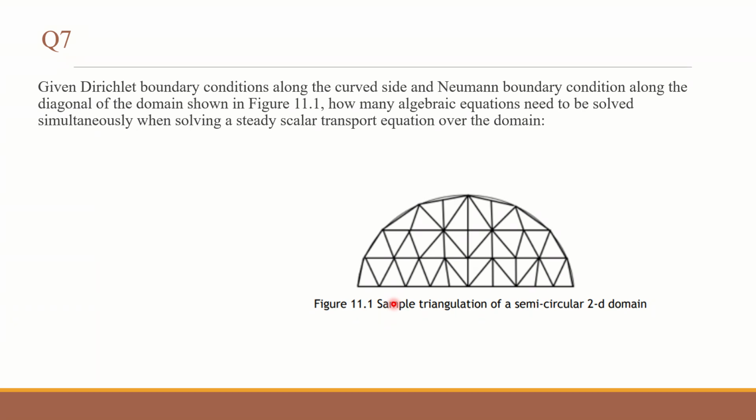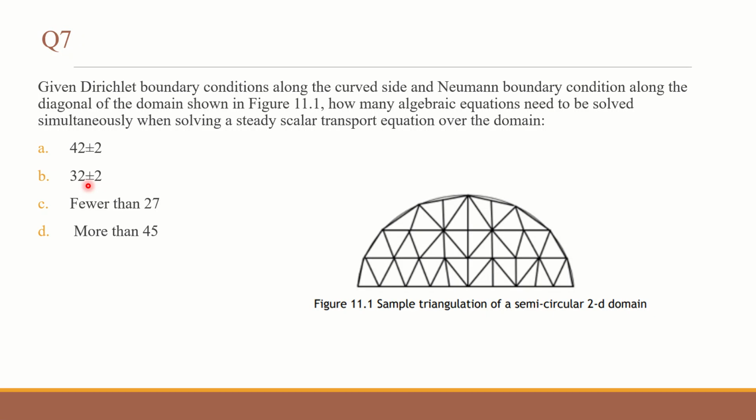We are asked how many algebraic equations need to be solved simultaneously when solving a steady state scalar transport equation over the domain. So we are solving steady state scalar transport equation over the domain, and we need to identify how many algebraic equations we need to solve simultaneously. Option A, it is 42 plus or minus 2, option B, it is 32 plus or minus 2, option C, it is fewer than 27, option D, more than 45.